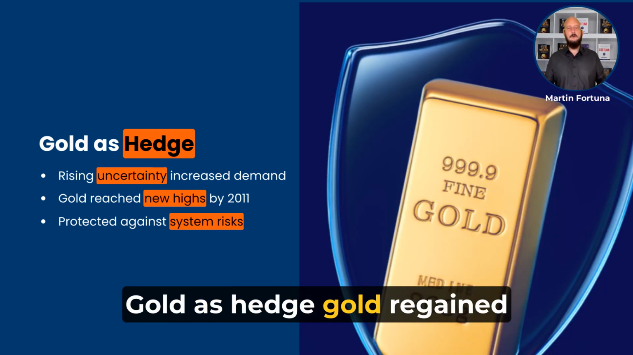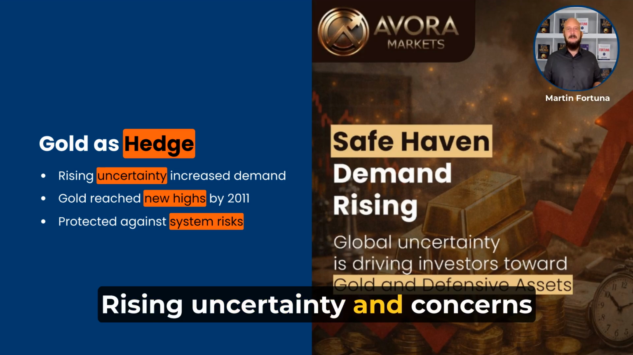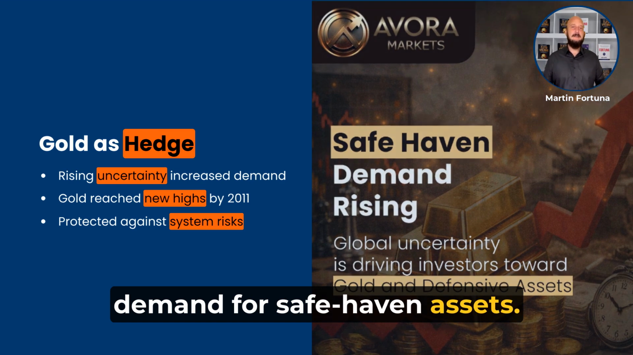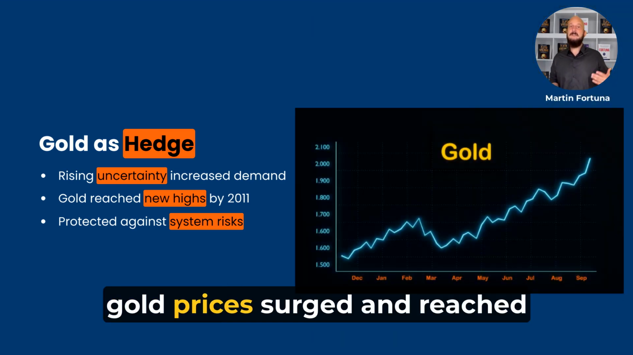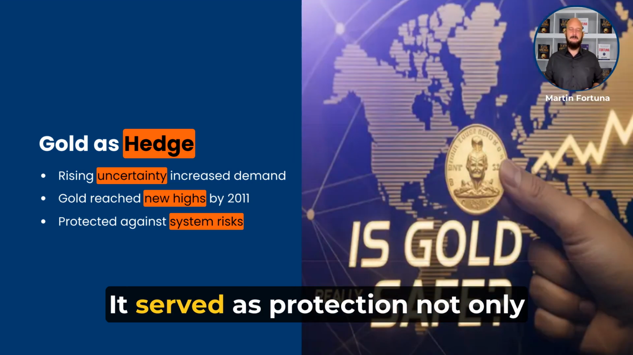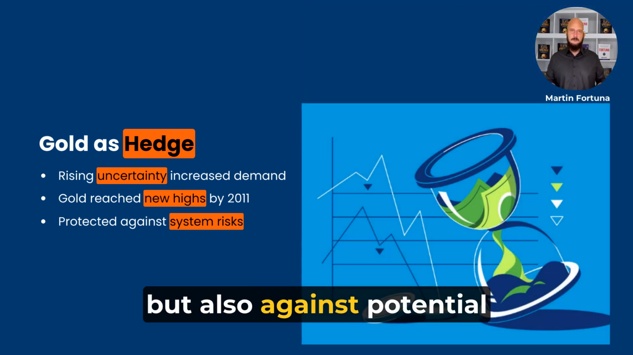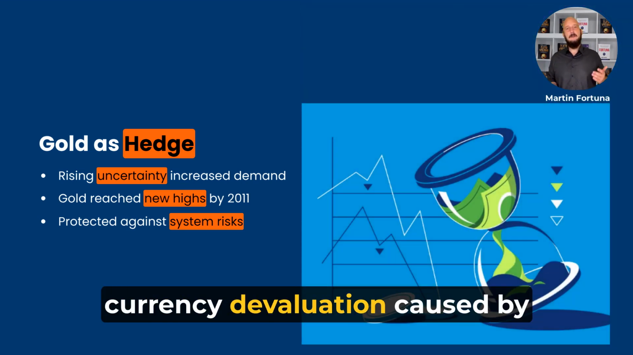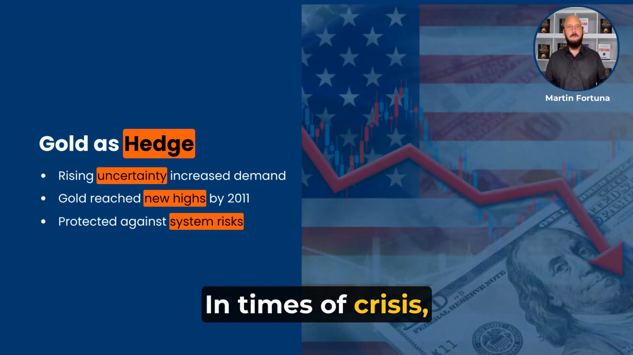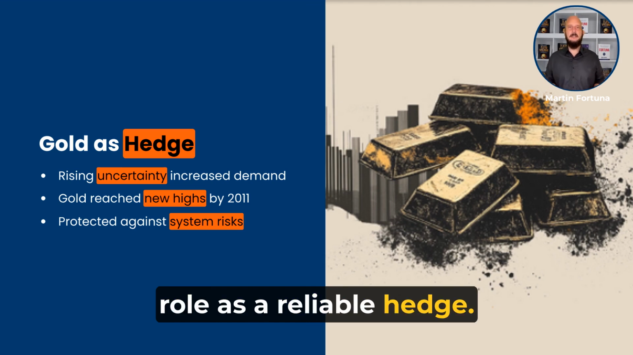Gold as hedge. Gold regained importance during this period. Rising uncertainty and concerns about systemic risk increased demand for safe haven assets. As a result, gold prices surged and reached new highs by around 2011. It served as protection not only against financial instability, but also against potential currency devaluation caused by aggressive monetary policies. In times of crisis, gold once again proved its role as a reliable hedge.